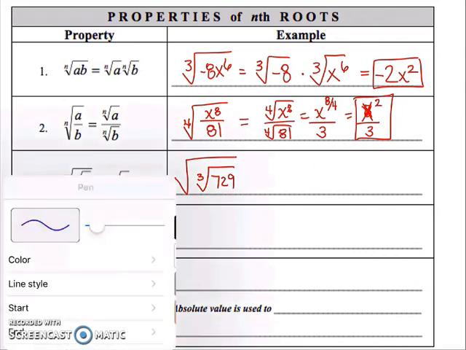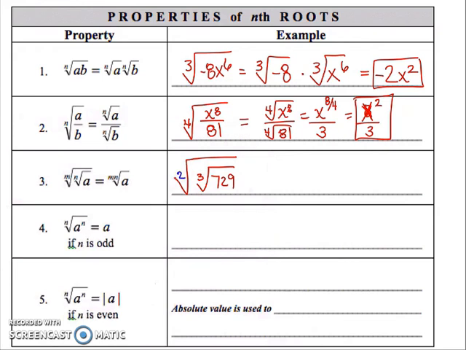So what we're going to do is multiply those roots together. It's going to be 2 times 3, which is our root of 729. So this is the 6th root of 729, which happens to be a perfect 6th. So our answer is 3.